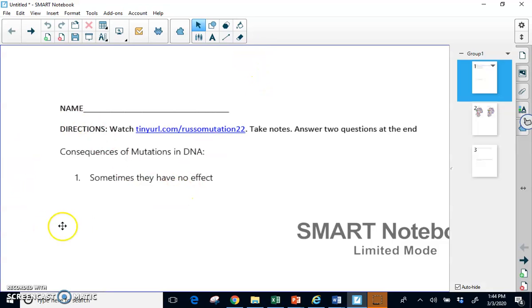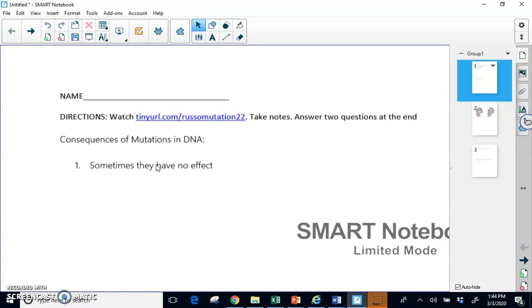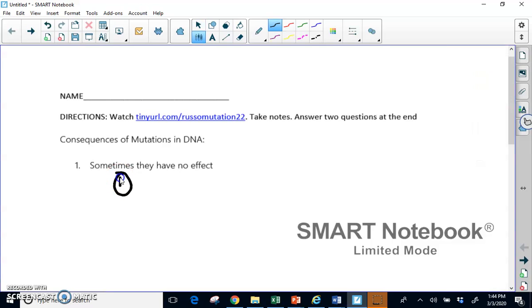So today we're going to talk about the effect of mutations, or the consequences of mutations in DNA, and the consequences they have on proteins in general. And this will actually help with number 3 in the introduction of your project. So sometimes mutations have no effect. Some instances that they may have no effect is one, if they don't change the amino acid.